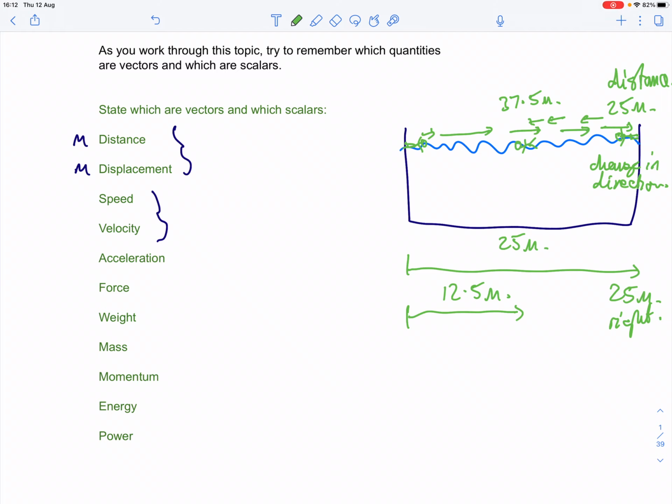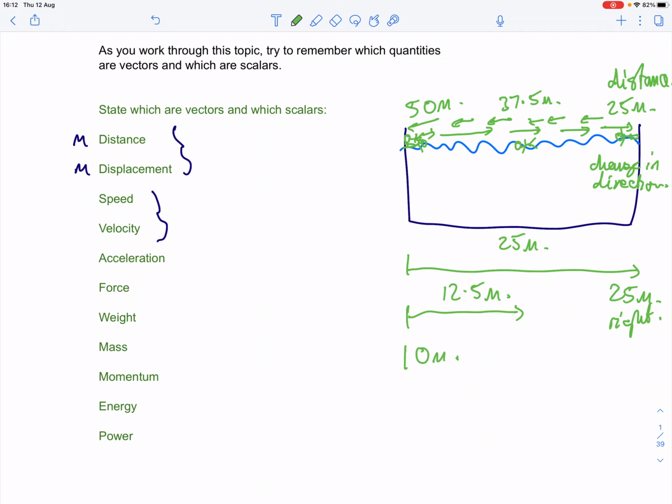So they've gone 37.5 metres, they carry on, they keep going, and they end up back where they started. So now they've travelled a total distance of 50 metres, but the distance in the particular direction left to right from their starting point is 0. They effectively haven't gone anywhere.